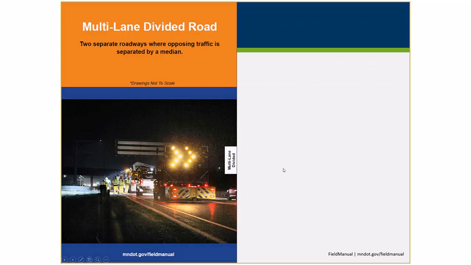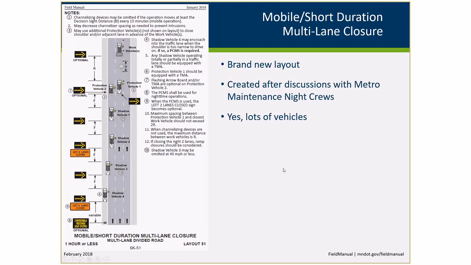So on the multi-lane divided road, I'll go into that area pretty quick here. A big change that was made to this is a brand new layout for a multi-lane closure that's mobile and short duration. This is using vehicles to communicate to the traveling public that they need to merge over in order to get into a single lane in order to bypass this area.